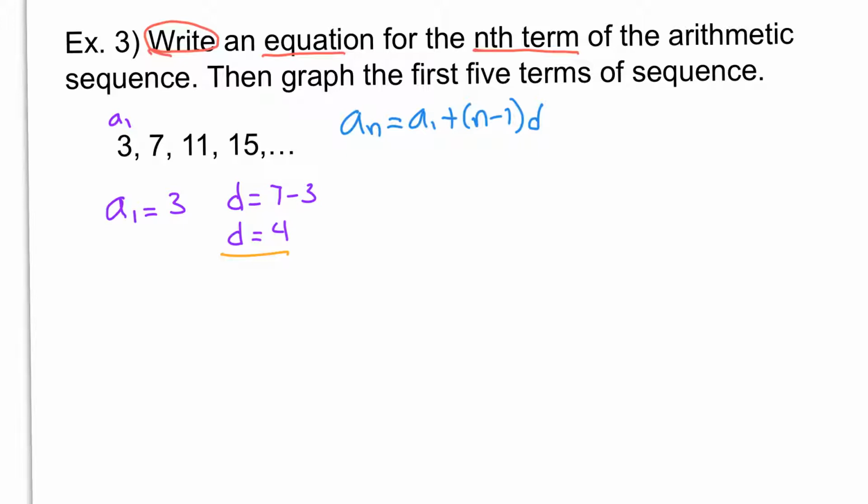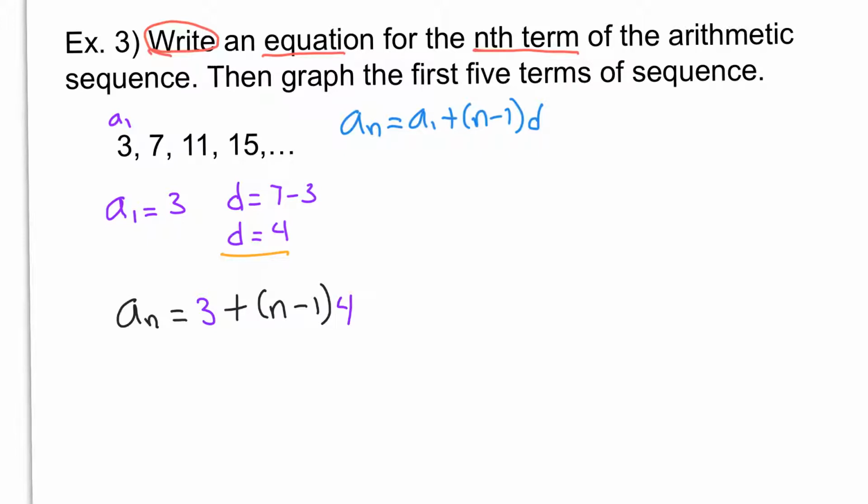So all we're going to do is substitute the values, not the n, because we are not looking for a specific term. So n is going to be just n, but we are going to substitute a sub 1 and the common difference. When I substitute, I have a sub n equals a sub 1, which is 3, plus the quantity n minus 1, and my common difference is 4.